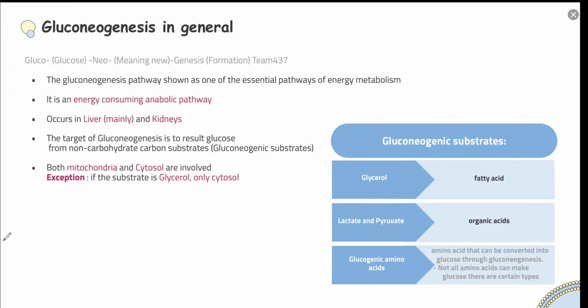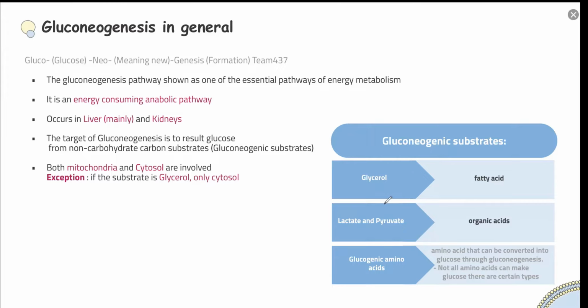And of course, apart from the glucogenic amino acids, we should know that not all the amino acids can make glucose. So there are certain types. Those other types of amino acids that cannot generate glucose through gluconeogenesis are called ketogenic amino acids. These ketogenic amino acids are used in the synthesis of ketone bodies.